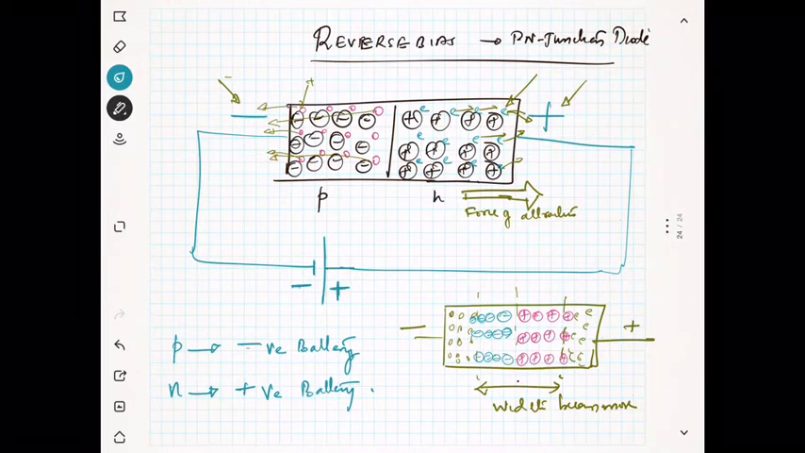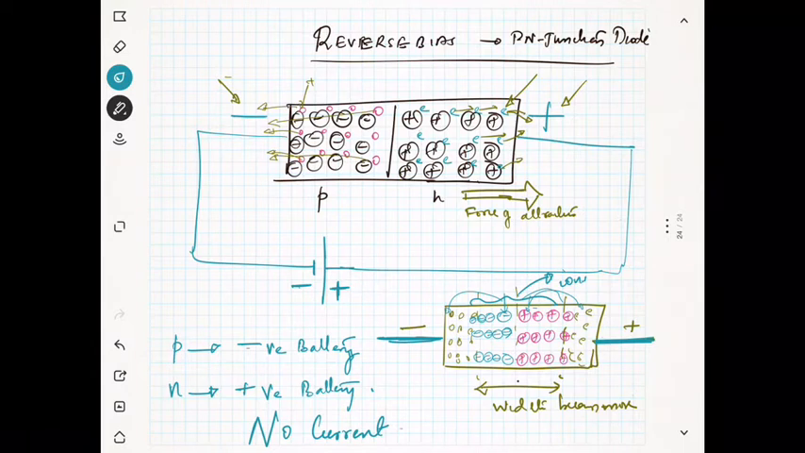You can see all the holes from here actually move to this area. Similarly, all the electrons at this end actually move to the other area. Now they are free. These are all ions, just ions. So only ions are there near the junction. You have a lot of holes and a lot of electrons at the other end, so the electrons and the holes are not crossing the junction, or it becomes more difficult for them to cross the junction. So no current. That means they cannot cross the junction.